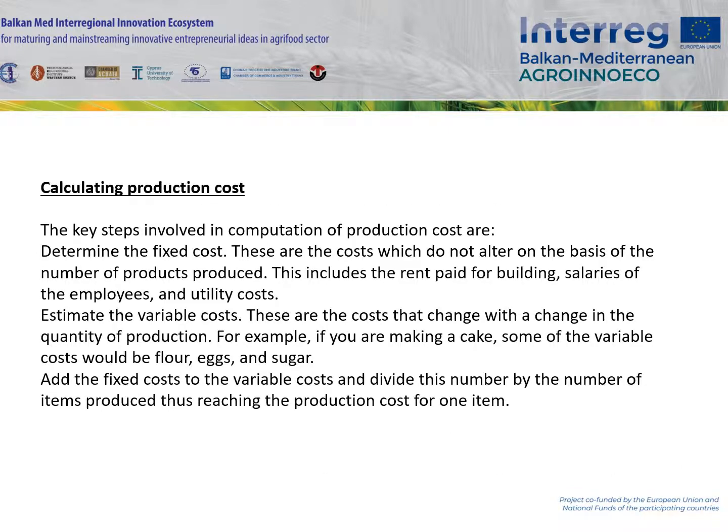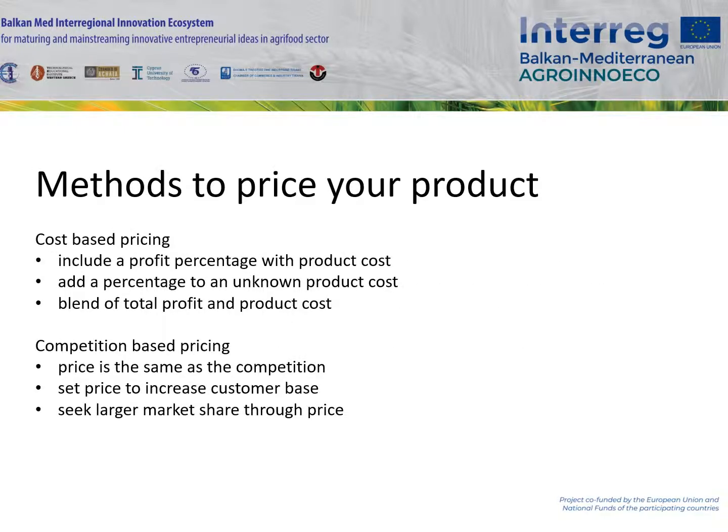Calculating production cost. The key steps involved in computation of production cost are: determine the fixed cost. These are the costs which do not alter on the basis of the number of products produced. Estimate the variable cost. These are the costs that change with a change in the quantity of production. Add the fixed cost to variable cost and divide this number by the number of items produced, thus reaching the production cost for one item.